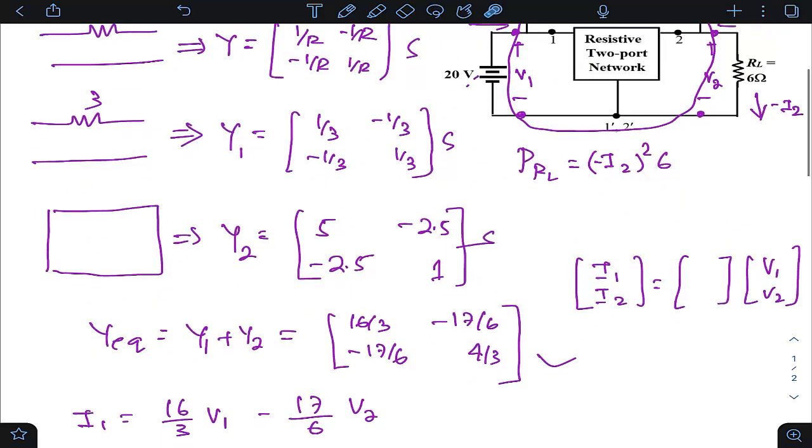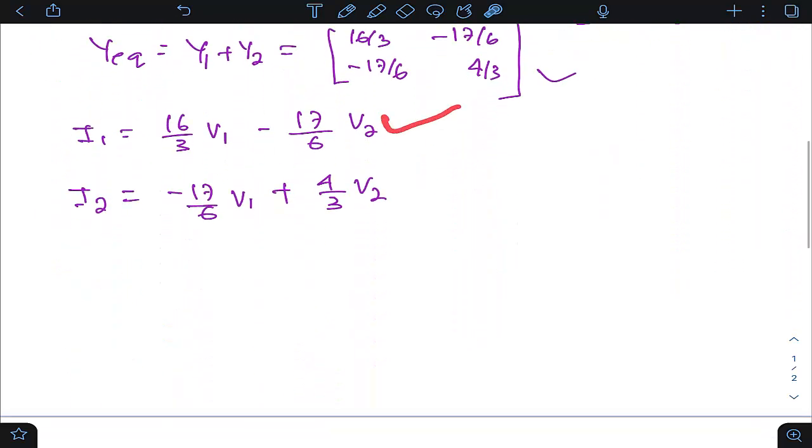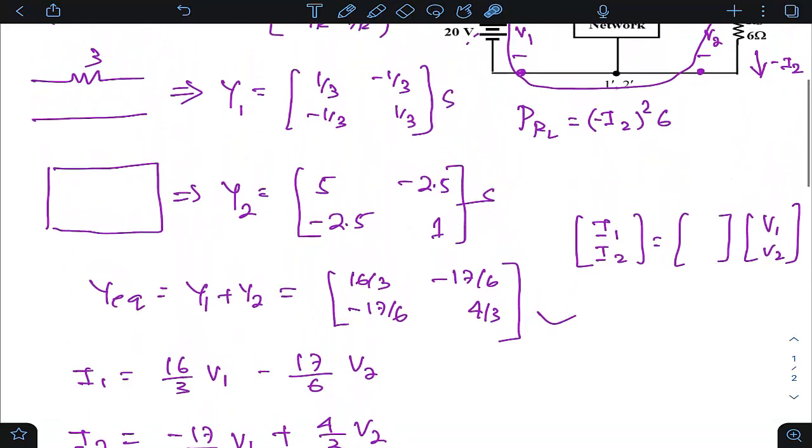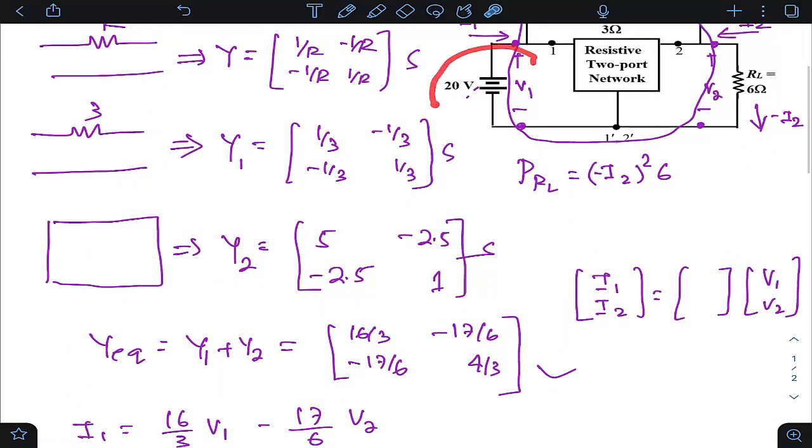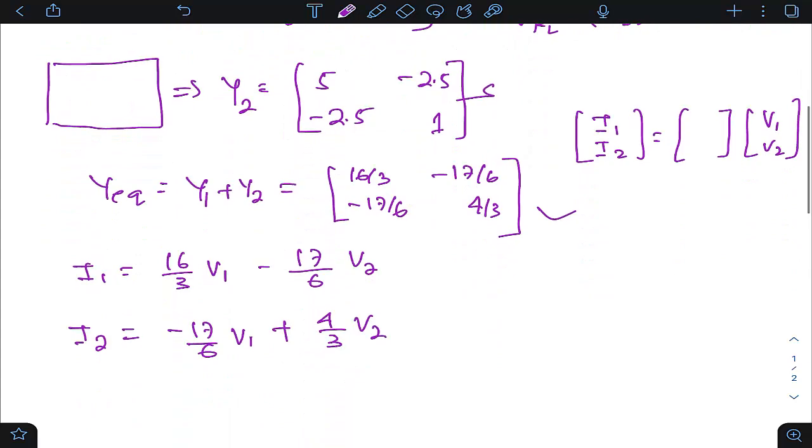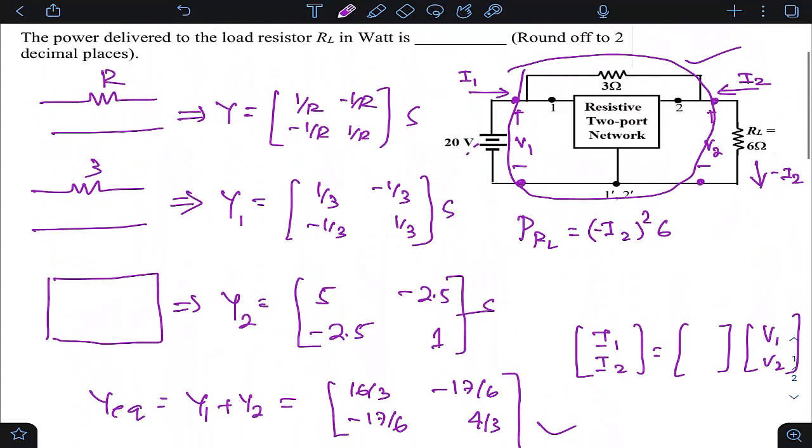So how do you get I2? You have two equations and four unknowns, so directly we cannot get it. You need to have something else. By observing this pattern, I can tell that the value of V1 equals 20. Yes or no? By observing this, I can tell that V1 equals 20.